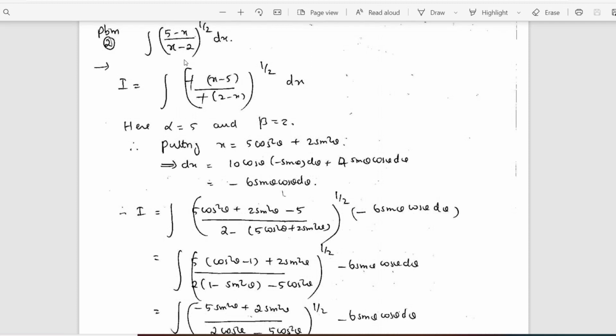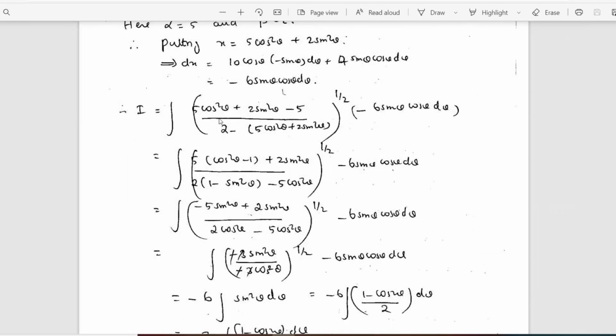Okay. So you substitute the value of dx and find x minus 5. What is x minus 5? Or you can directly find 5 minus x. Okay. What is 5 minus x? Here I have found x minus 5. X is 5 cos square theta plus 2 sin square theta minus 5 divided by 2 minus x. So 2 minus of, this is the value of x.